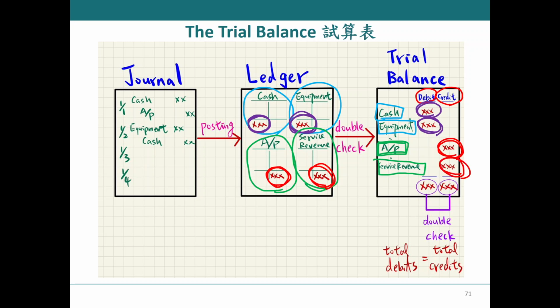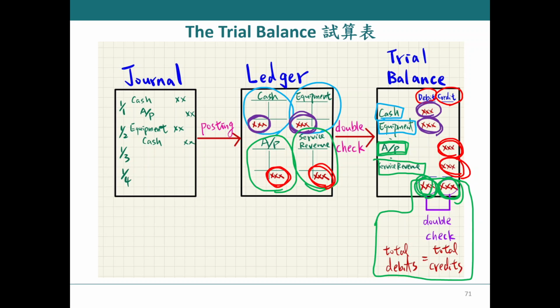So all the numbers after you copy it to your trial balance. How to double check it? Total debit equal to total credit. So you add up all the numbers on debit column. You add up all the numbers on credit column. So you can double check whether you got the correct numbers. Okay. So total debit equal to total credit. This is how we double check it, okay? So total debit equal to total credit. Maybe you did the right thing, okay?